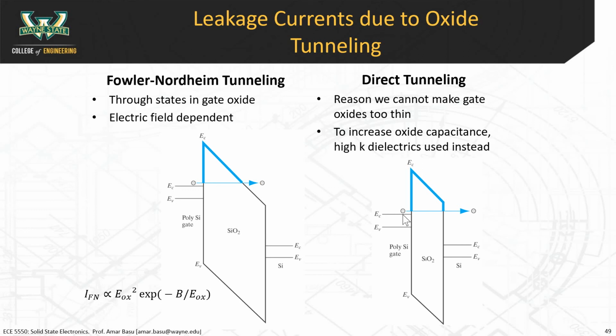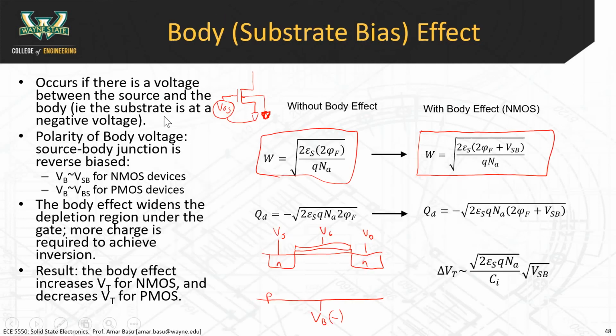Yeah, you're absolutely right. This is electric field dependent. So if you are applying a negative voltage to the body, you're essentially increasing the electric field through the gate oxide, right? You have a larger voltage difference between the top of the gate and then the body underneath it. As a result of that, yes, you will increase the probability of tunneling. Yeah, it's a good observation.